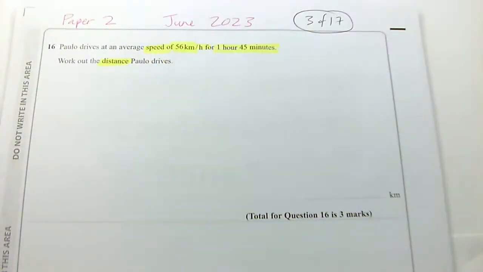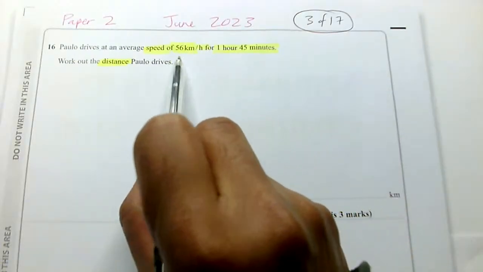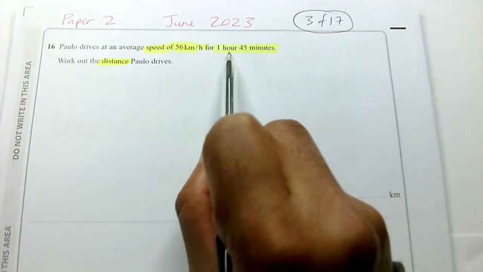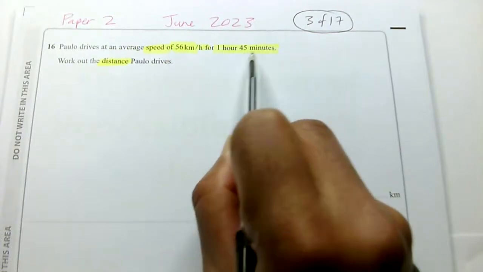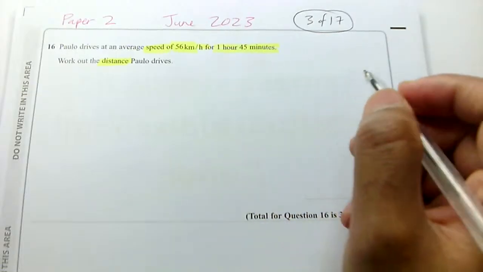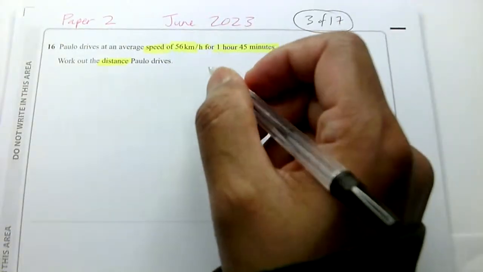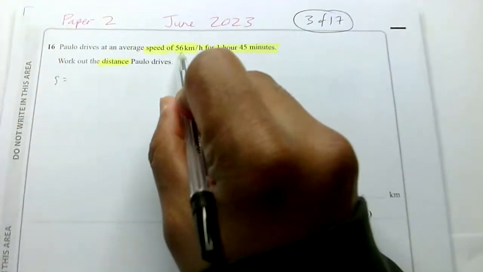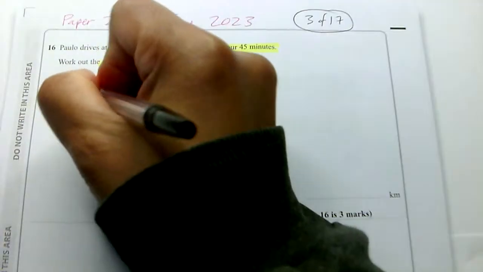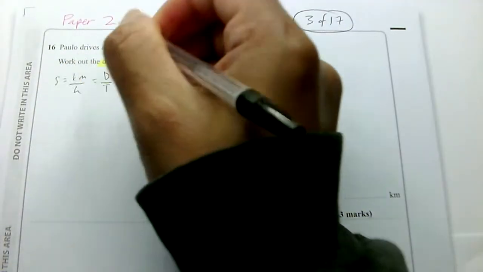So what I'm noticing here for this question is I've got 56 kilometers per hour and I've got 1 hour 45 minutes. So here my units are different. So I need to be careful about that, and careful on how I do this. So again, memorize the formula. Speed equals 56 kilometers per hour. If you forget, that's distance divided by time.